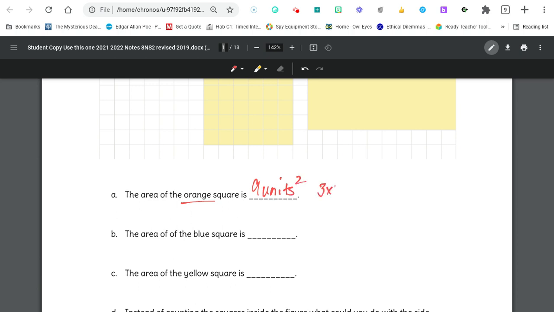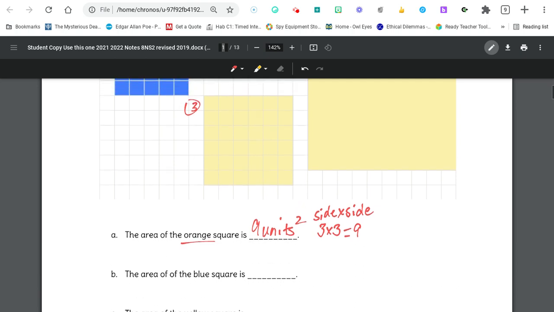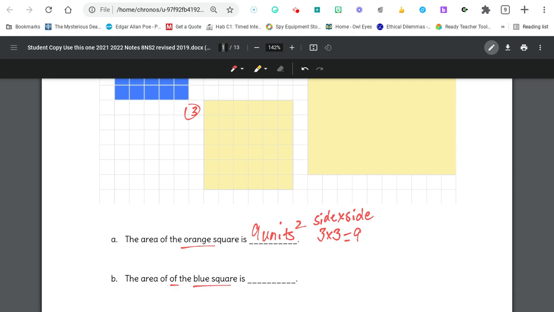And we got that from 3 times 3. Side times side, okay? And I can say side times side because it's a square, and the sides of a square are the same. All right, what is the area of the blue square?